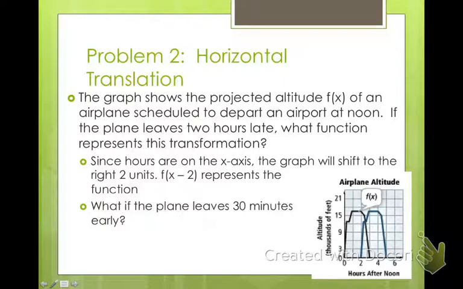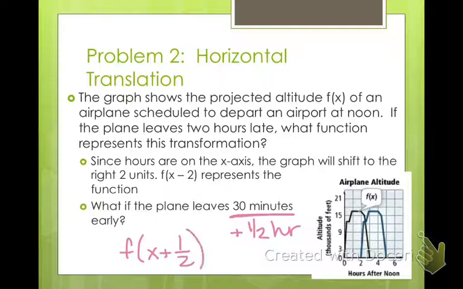So what if the plane leaves 30 minutes early? What would that function look like? Well, we have 30 minutes, that's a half an hour, and that's leaving early, right? So we're going to go in a positive direction, so it's going to be the opposite. So it would be f of x plus 1/2.